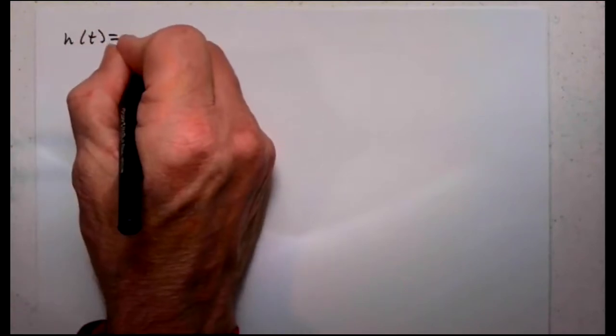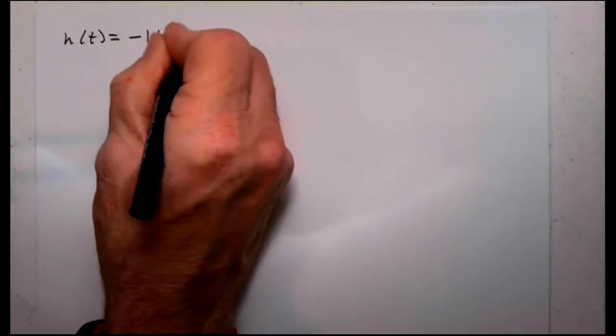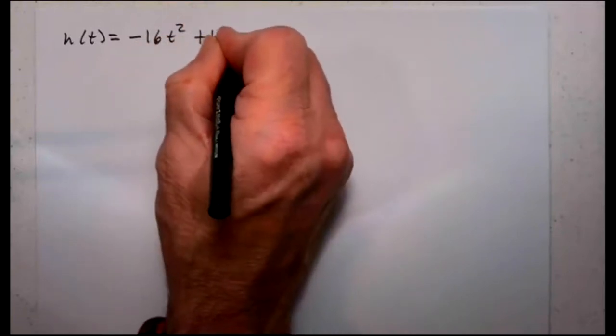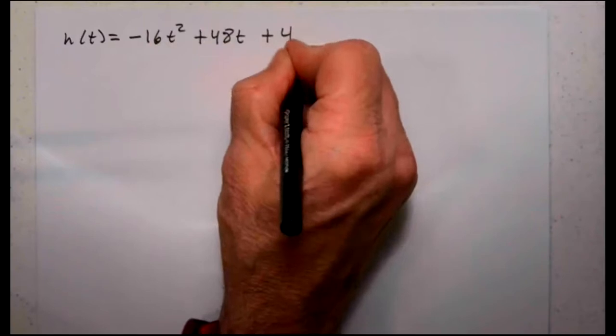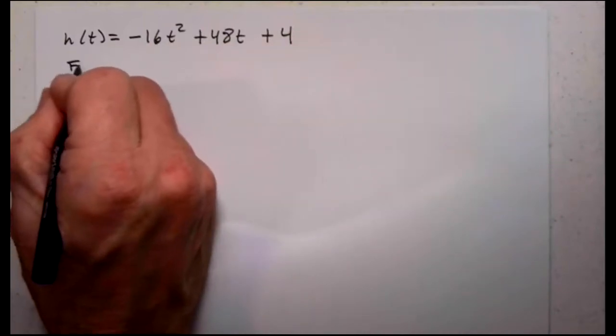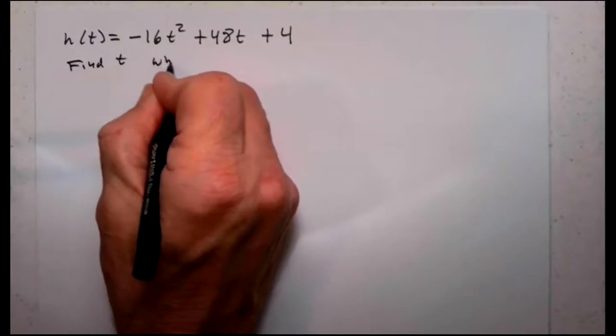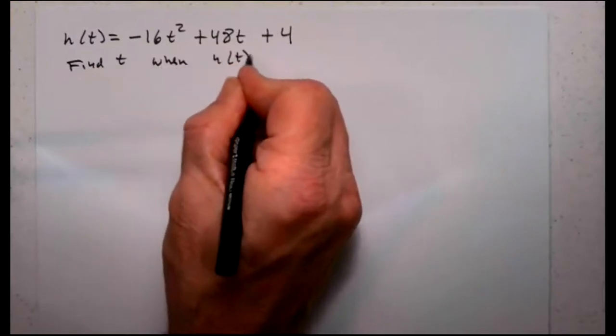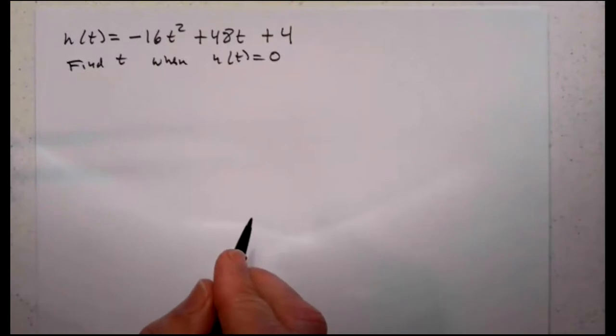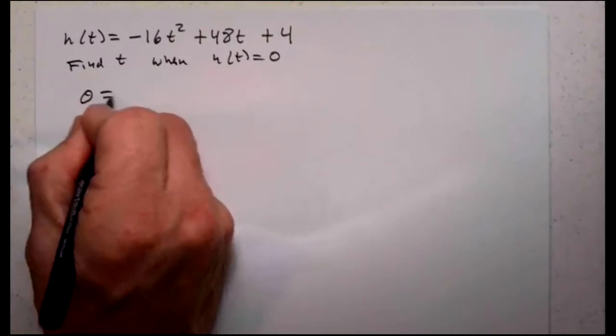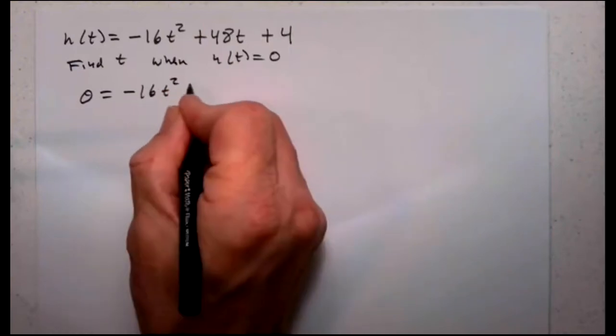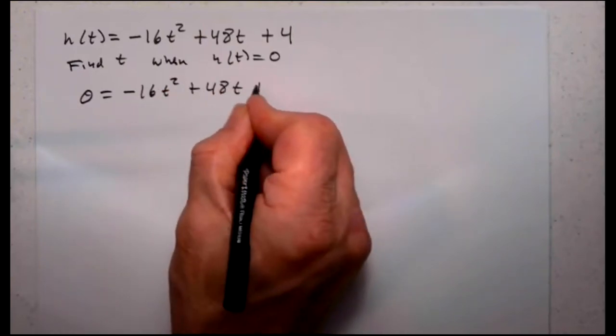So let us think about that. We have h of t equals negative 16t squared plus 48t plus 4. When does it hit the ground? Find t when h of t is 0. When the height is 0, the ball will hit the ground. So we have 0 equals negative 16t squared plus 48t plus 4.